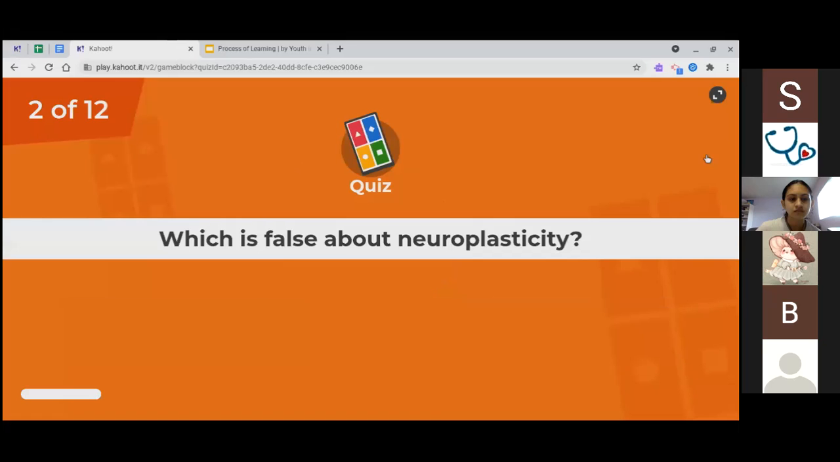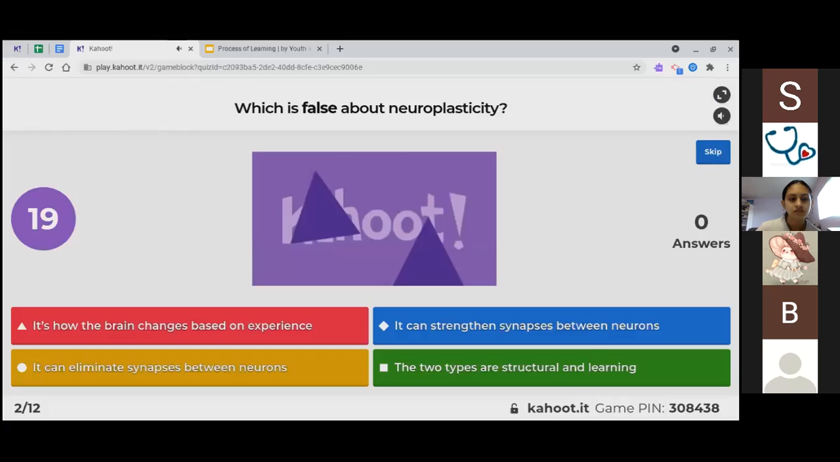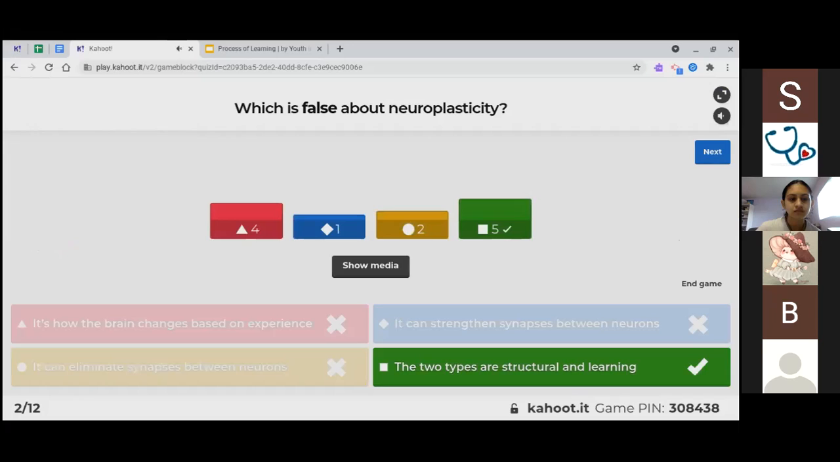Next question, which is false about neuroplasticity? It's how the brain changes based on experience. It can eliminate synapses between neurons. It can strengthen synapses between neurons, or the two types are structural and learning. Most people got this one right, but the answers were kind of distributed. The false answer is the two types are structural and learning, and the rest are actually true.